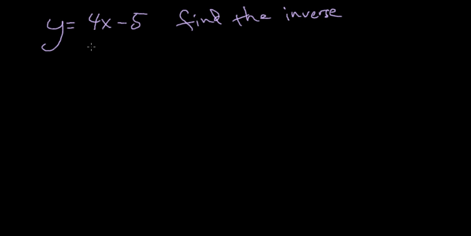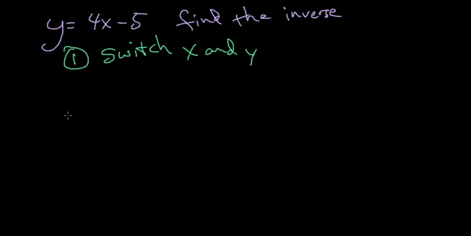Okay? So, well, let's see. We do this the same way we did the first one, except that we've already got y equals 4x minus 5. So let me give you some steps to help you know how to find an inverse. Step 1, to find an inverse, you switch the x and the y, because remember I said if you want to find the inverse, you switch the variables. And then step 2, solve for y.